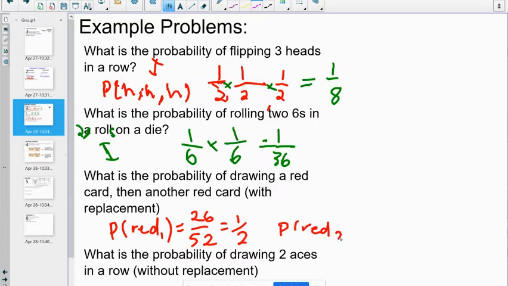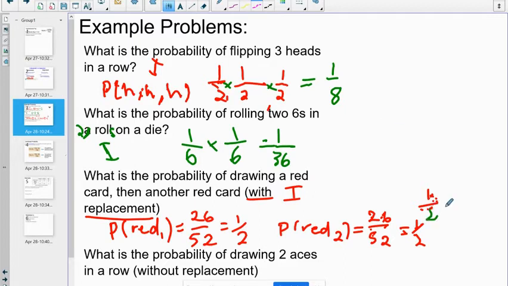Probability of red number 2. Since it says with replacement, we know that's independent, because that's another key phrase. When it says with replacement, we know it's independent. So probability of red on the second, since we replaced it, we still have 52 cards. And since we drew a red on the first one and put it back, there's still 26 red, which is equivalent to 1/2. So when you take those two probabilities and multiply them by each other, 1/2 times 1/2 gets you to 1/4.